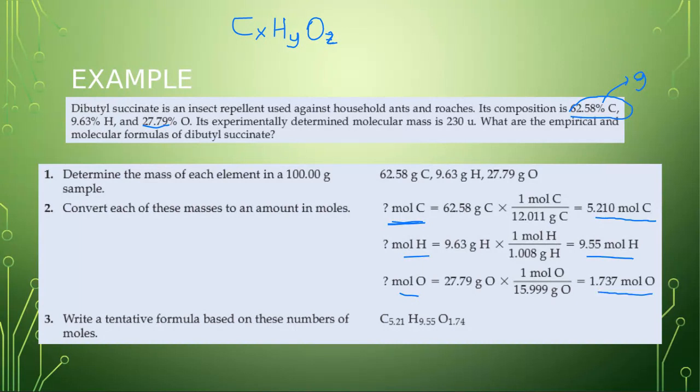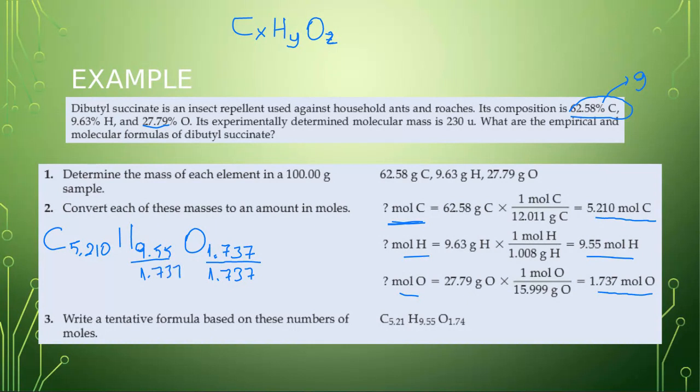If you write here, the carbon is 5.210, hydrogen 9.55, and oxygen 1.737. This is not our empirical or molecular formula yet. All of these moles have to be whole numbers, so you have to divide by the smallest number. This is the smallest number. You have to divide.